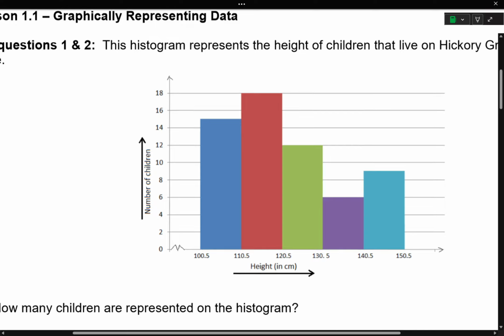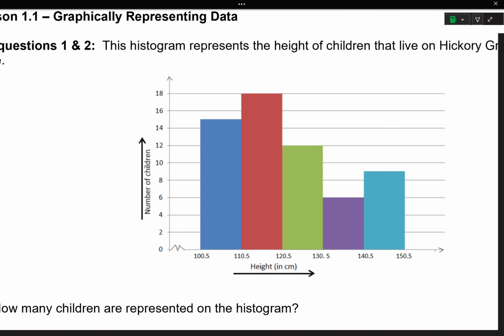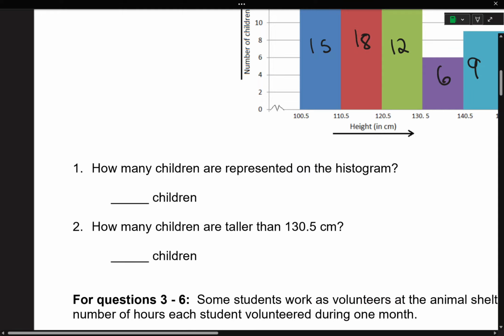Okay, this one looks like it's 15, 18, 12, 6, and 9. When I add all of those numbers together, I get 60 children.